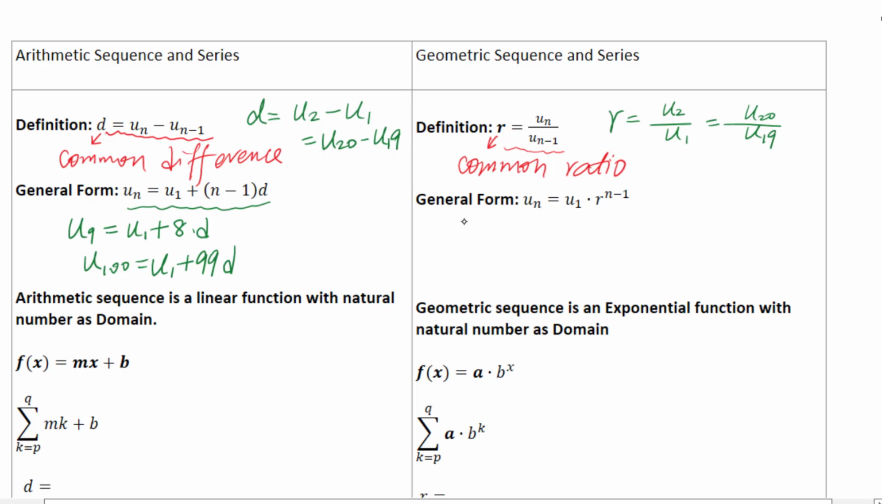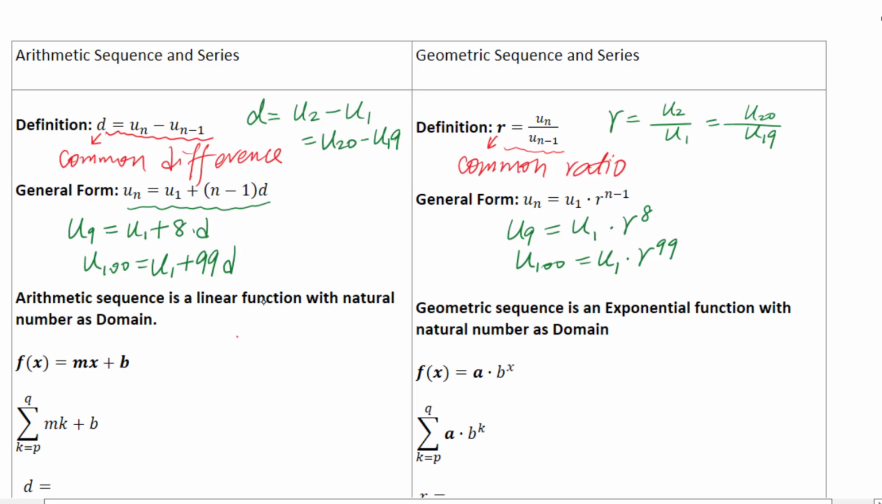For a geometric sequence, a sub n equals a sub 1 times r to the n minus 1th power. For a sub 9, I can write down a sub 1 times r to the 8th power. For a sub 100, I can write down a sub 1 times r to the 99th power.